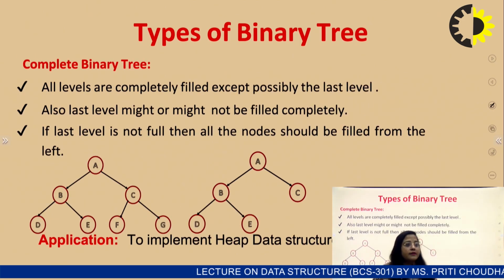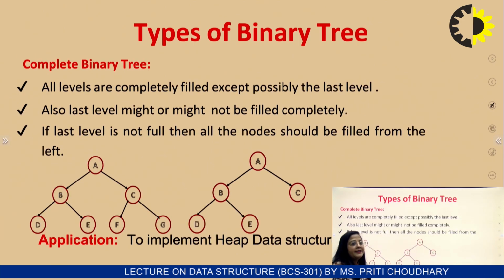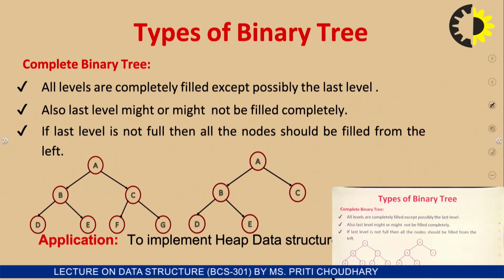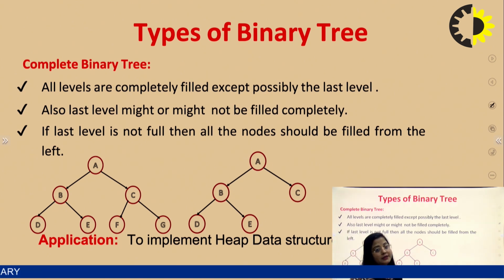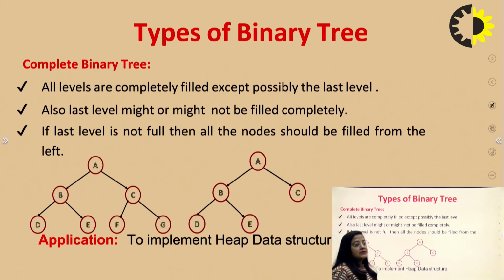Now coming to the next binary tree, that is the complete binary tree. All levels are completely filled except possibly the last level. Okay, so all levels are filled except the last level, and the last level might or might not be completely filled. If the last level is not full, then all nodes should be filled from the left.